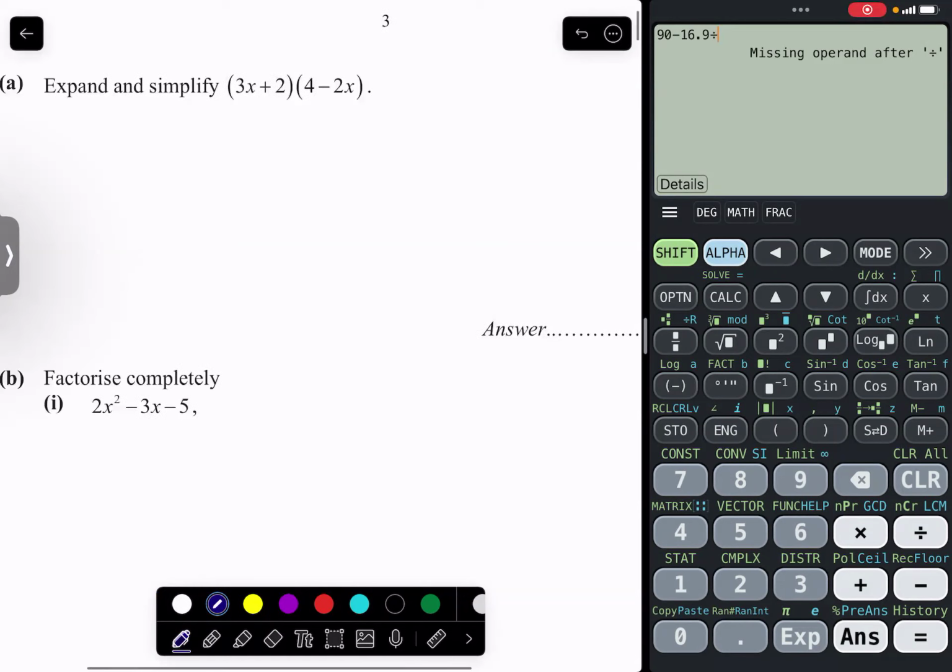Okay, so for a question like this, we have two methods. You can either use the rainbow method. Personally, to avoid careless mistakes, this is what I like to do. Plus 2 bracket 4 minus 2x.